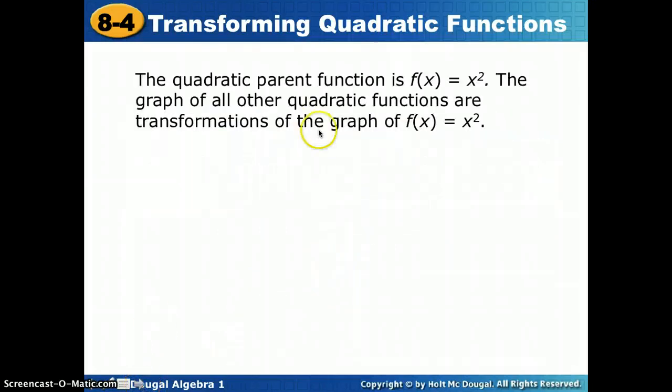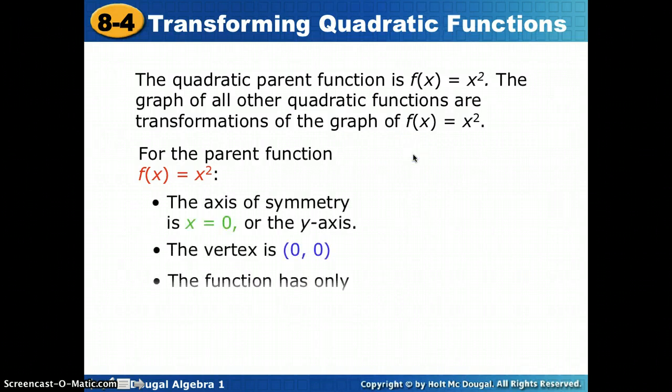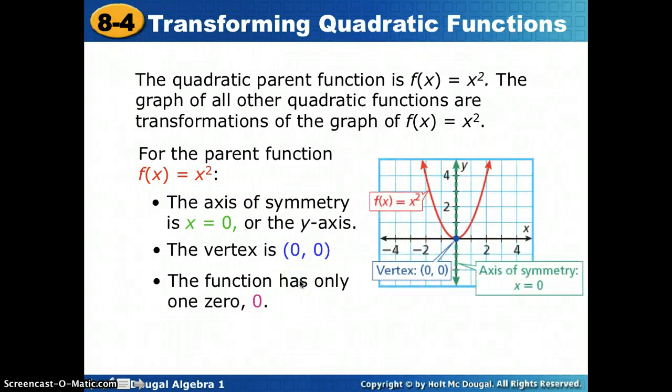So we talked about this in class before. The parent function of a quadratic is x squared. So it could be y equals x squared or f of x equals x squared. All right? So if you do all this, the axis of symmetry is x equals 0, the vertex is 0, 0, and the function only has one zero, at 0, 0. So the graph looks like that. So this is the parent function of a quadratic.